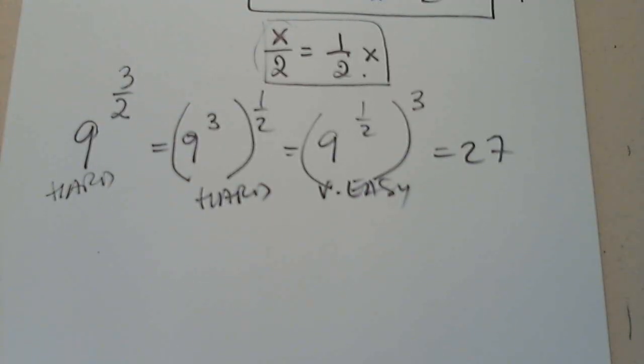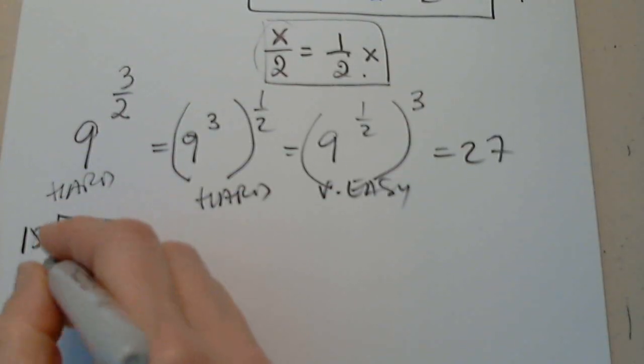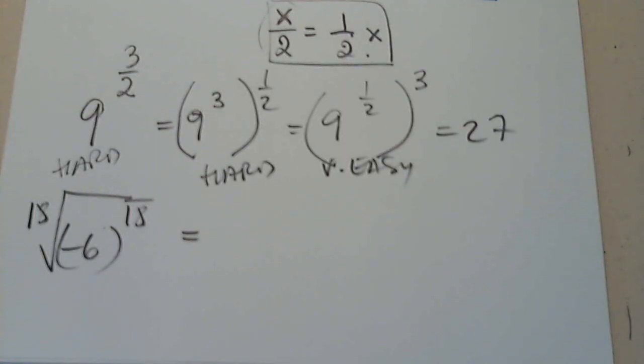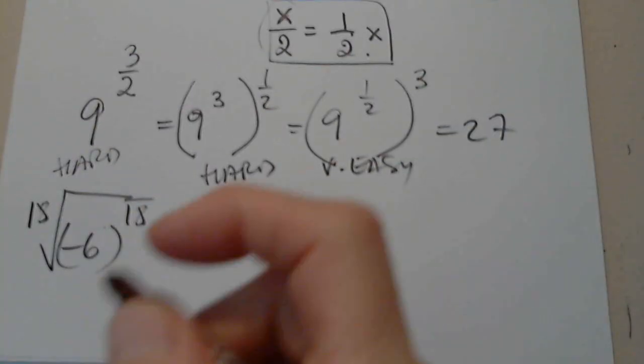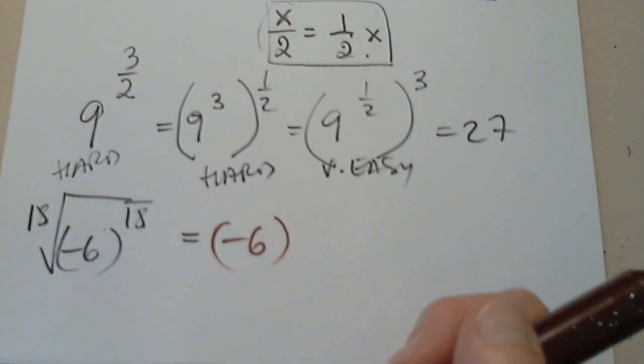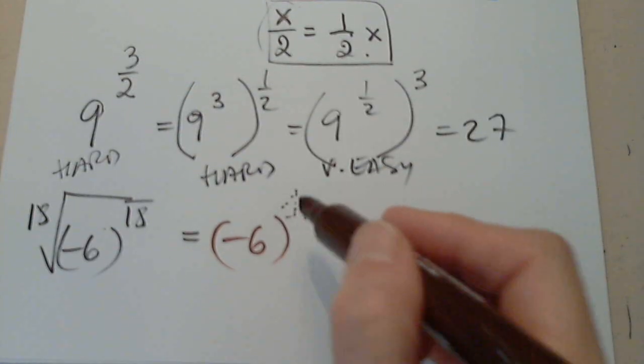Okay, here's another example. The 18th root of (-6) to the 18th. Anyone has any idea how to get the answer here? You could say exactly how you did it before. Copy the base, and divide 18 by 18. Then you get 1. This will be wrong.